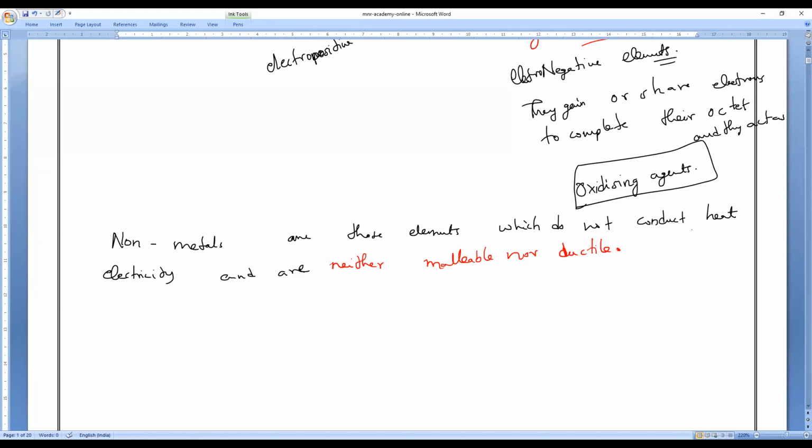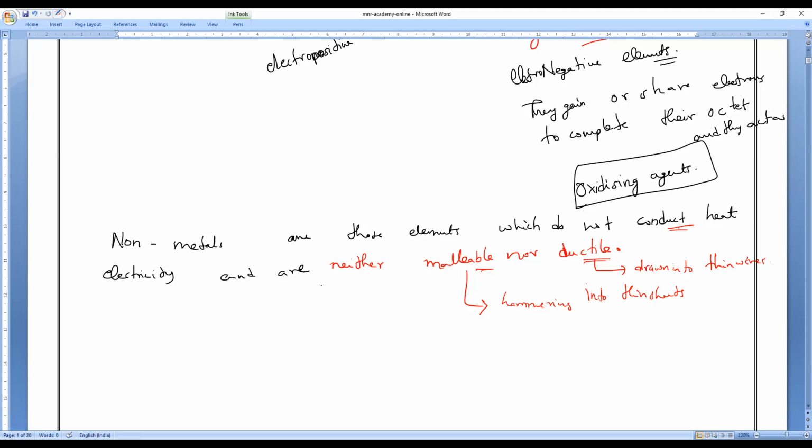Listen, so non-metals are defined as follows. Generally they are poor conductors of electricity as well as heat, and they are neither malleable nor ductile. What do you mean by malleable? Hammering into thin sheets. And ductile means drawn into thin wires, stretching. Am I right or wrong, everybody?